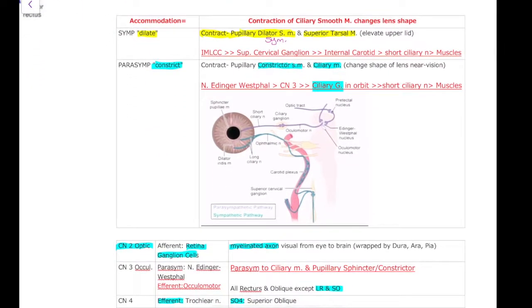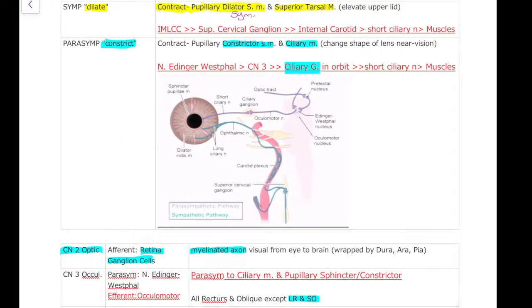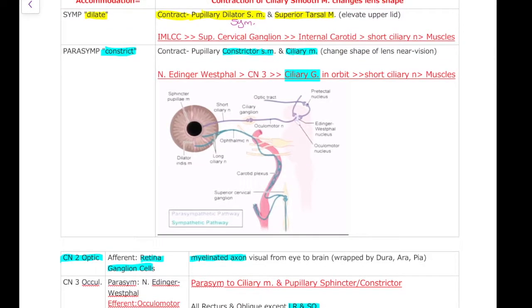Innervation to the eye, we can have dilation of the pupil or constriction of the pupil. Dilation is with the help of the pupillary dilator smooth muscles, which start from the IMLCC, go through the superior cervical ganglion, hitchhike on the internal carotid plexus with the short ciliary nerve, and contract the pupillary dilator. Whereas parasympathetics constrict the pupillary constrictor muscles with the help of the ciliary muscle, and the innervation is from the nucleus of Edinger-Westphal, goes to the ciliary ganglion in the orbit, and to the short ciliary nerve, and then to those muscles to constrict.